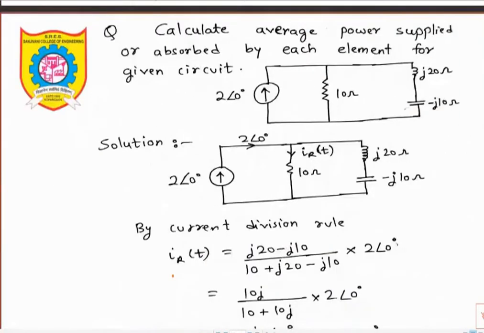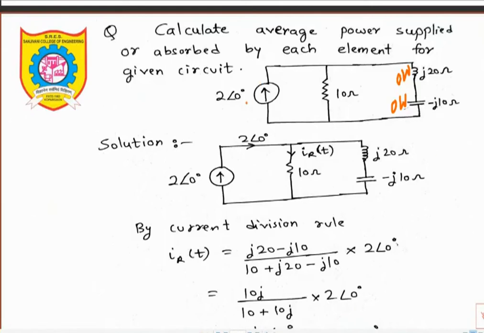Calculate the average power supplied or absorbed by each element for the given circuit. So here is a resistor, inductor and capacitor. How much will be the power absorbed by the inductor? 0 watt. How much is the power absorbed by the capacitor? 0 watt. These two answers you can easily give by looking at the circuit, because the average power absorbed by an inductor and capacitor is always 0.